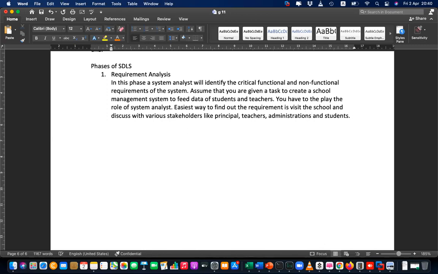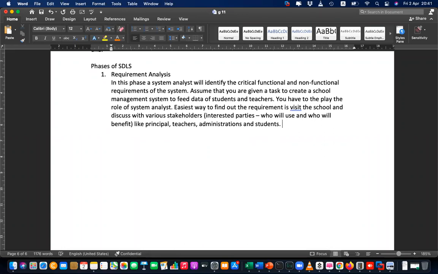So one thing is you can visit the school and discuss with the stakeholders. Stakeholders means interested parties. Who will use, and who will benefit through this system? Those people are called stakeholders. So you have to go visit and discuss with them.